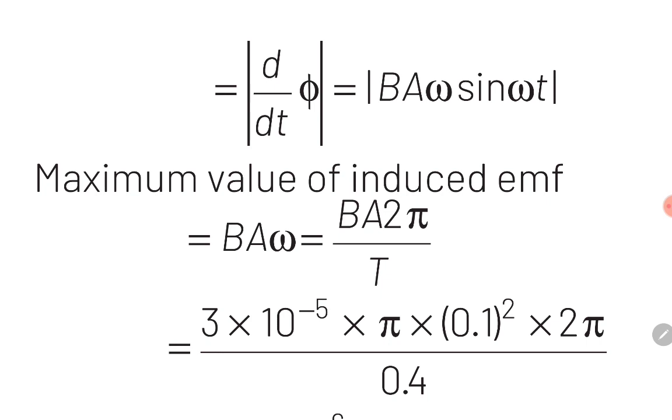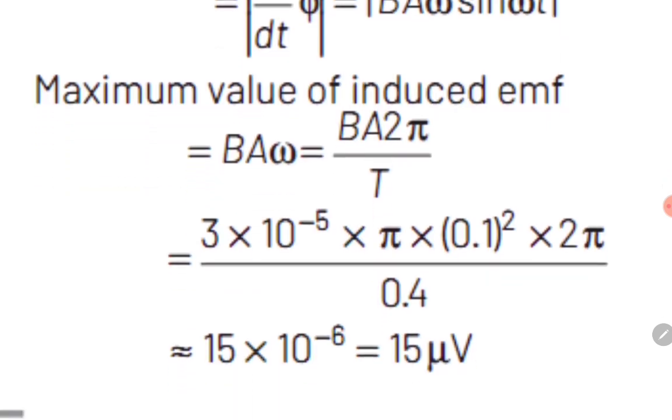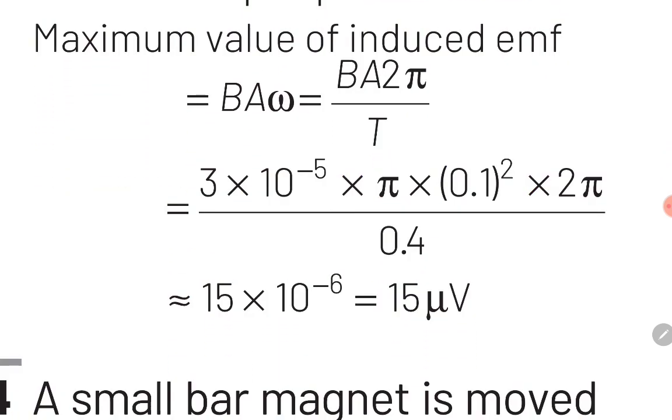Also guys, omega can be calculated by using the equation omega is equal to 2 pi upon time period. Question में दिया है that the coil completes half rotation in 0.2 seconds and therefore its time period will be 0.4 seconds. So after substituting all of these values, we'll obtain the value of maximum EMF induced as 15 into 10 raised to minus 6 volts, which can be written as 15 microvolts. So with this we have completed this second question. Now let's move ahead to the next slide.